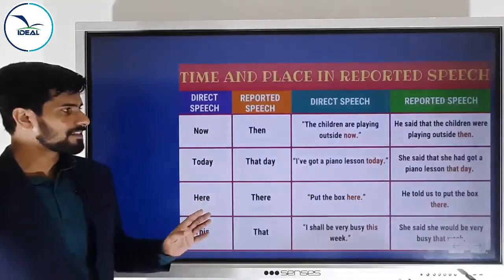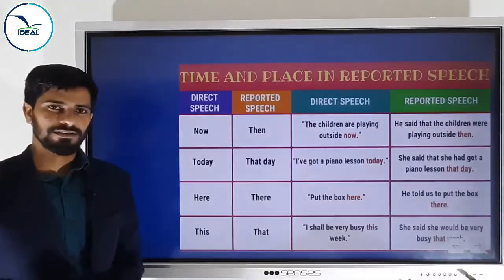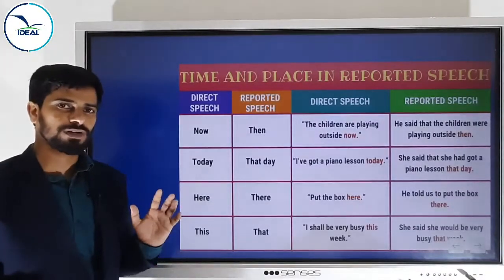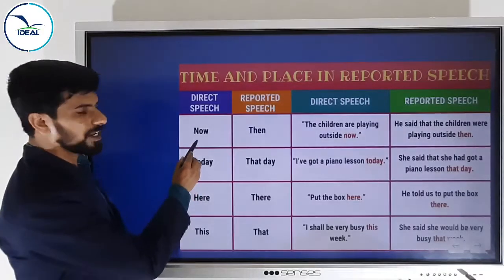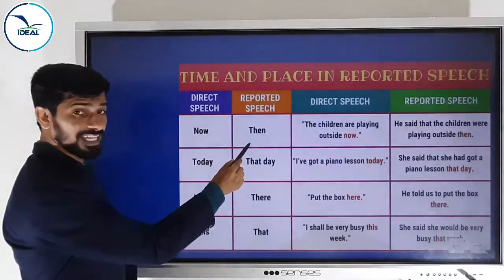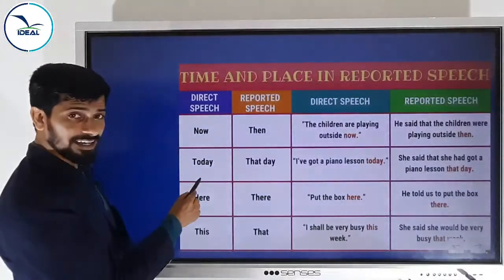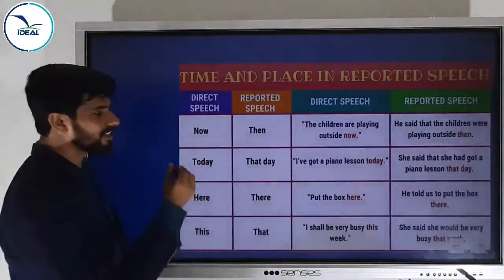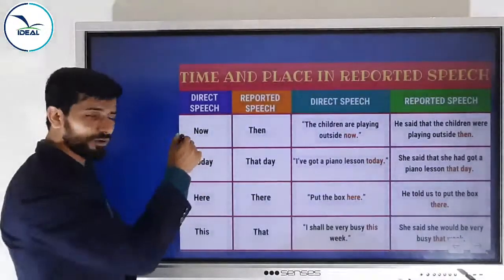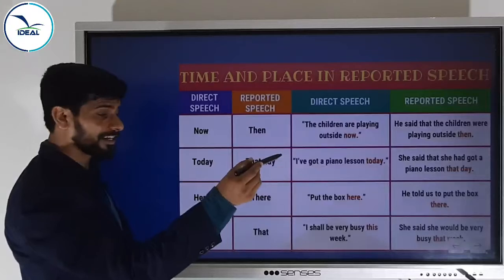Okay, here we can see what changes take place when it comes to words denoting time and place. Look, "now" becomes "then" in indirect speech. "Today" becomes "that day", "here" becomes "there", "this" becomes "that". So the distance increases, right? "Now" becomes "then" in reported speech.